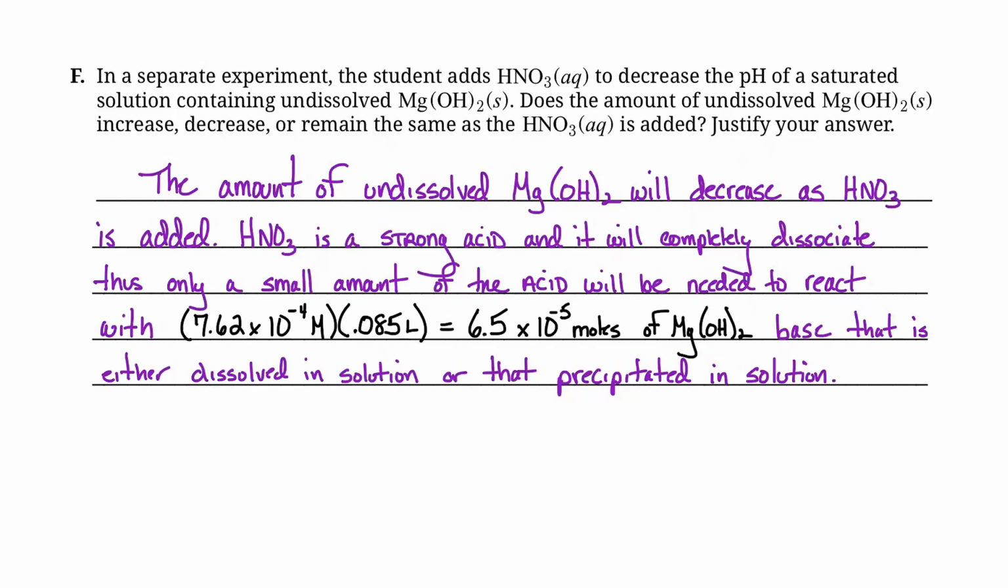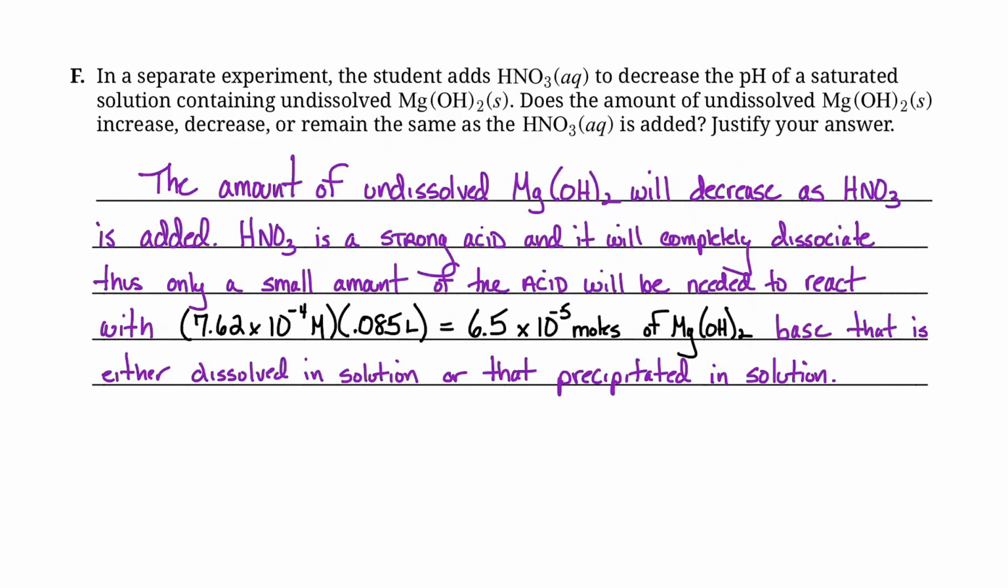It'll completely dissociate. Thus, only a small amount of the acid will be needed to react with a small amount of moles of magnesium hydroxide. Now I'm showing off here. I took the molarity of the magnesium hydroxide and the amount of it, and this is the total moles of magnesium hydroxide. Now, of course, you've got to times that by 2, and that'll give you the amount of hydroxide ions that's actually being reacted, but that's a small amount.